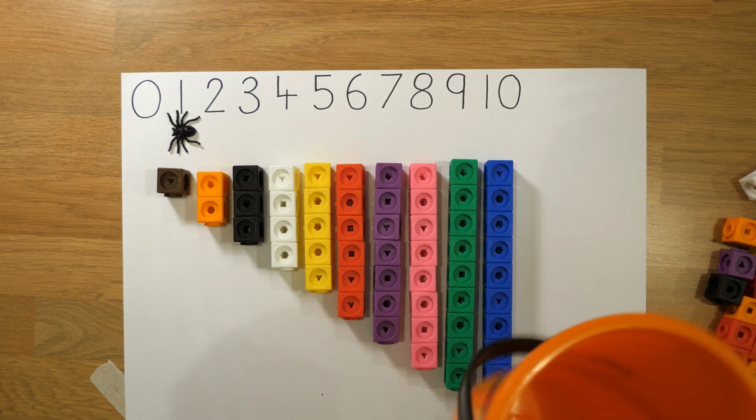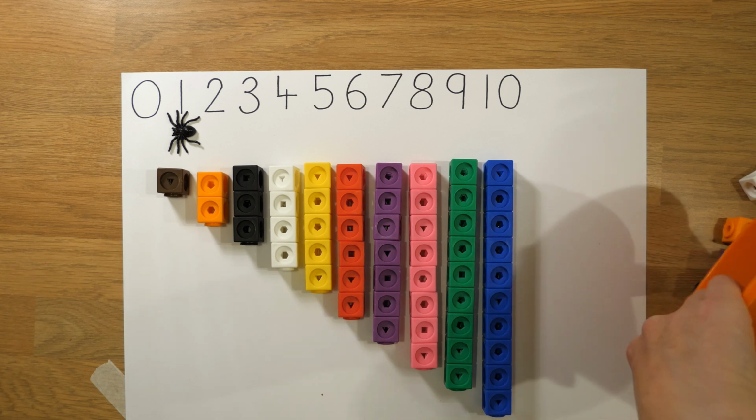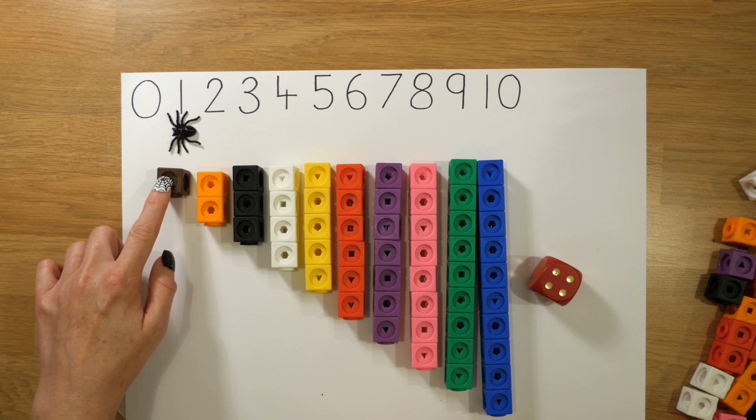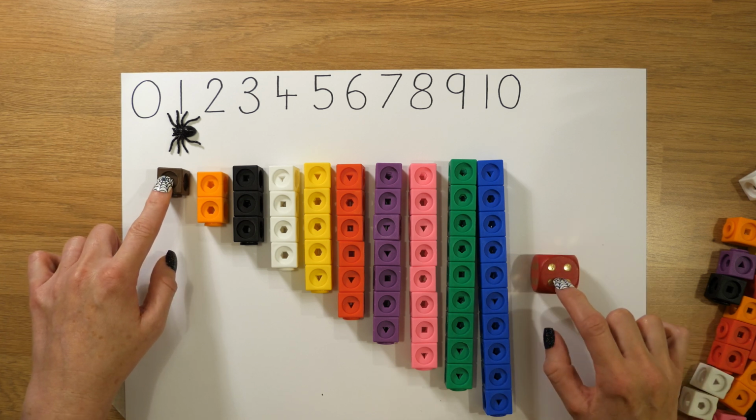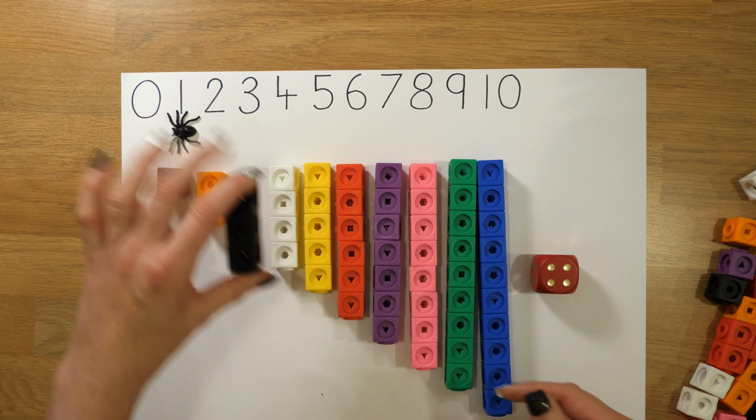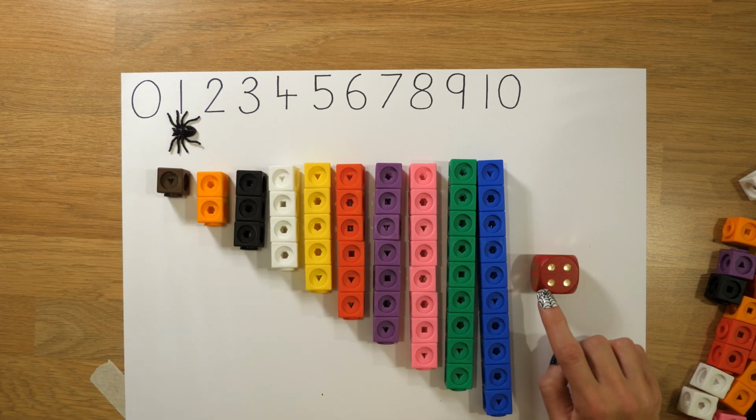So let's have a look and see. What's it going to be? Oh! Well, it's definitely not a 1 because it doesn't have 1 in the middle. It's definitely not a 3 because it's not a diagonal shape. It has a dot in every corner.